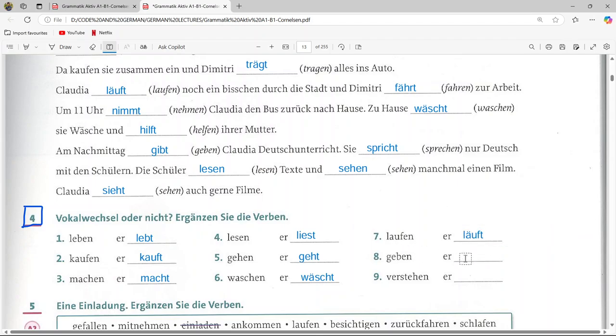Yes, there is vowel change. Geben becomes gibt, er gibt. Waschen becomes wäscht, er wäscht. Okay, so see some of the words like gibt, wäscht. This verb has vowel change, Vokalwechsel, and other verbs don't have Vokalwechsel. So we learned more verbs. We learned so many verbs in this chapter.